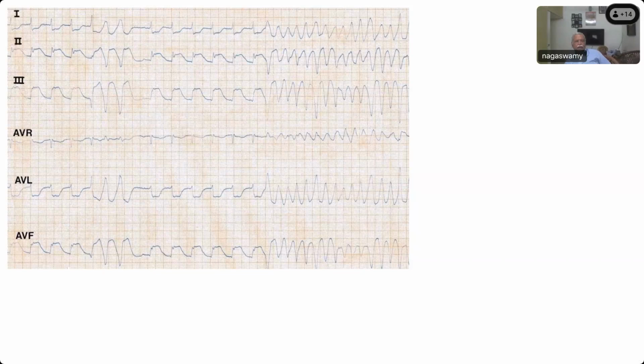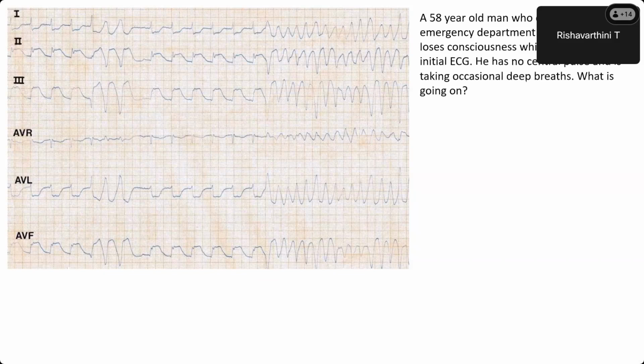So we have an ECG. A 58-year-old man comes to the emergency department with chest pain, loses consciousness while he is having his initial ECG. There's no pulse and takes an occasional deep breath. What is going on in this patient? Polymorphic VT, sir. MI followed by VT. Hypokalemia, sine wave and ventricular tachycardia.